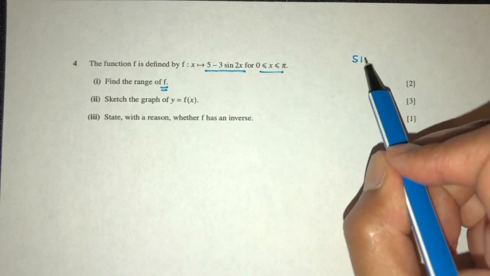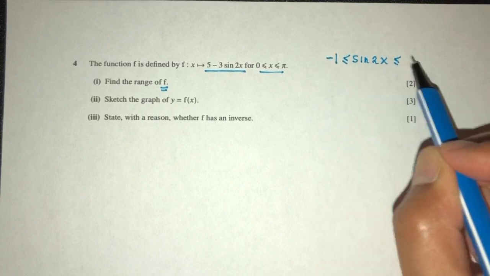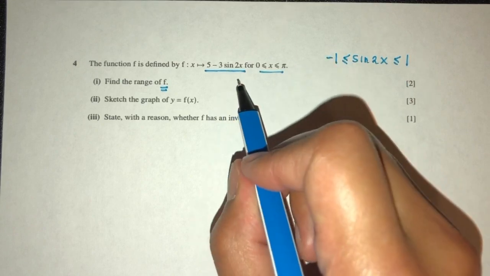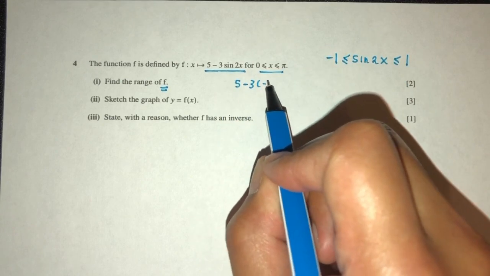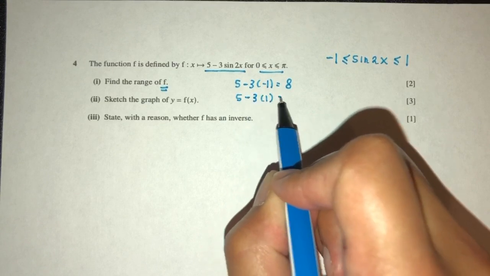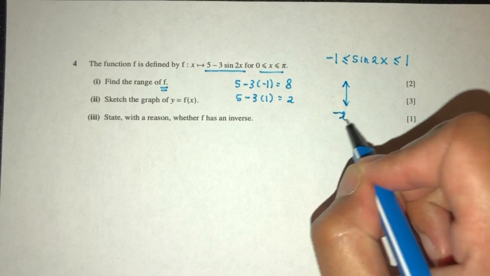Now we understand that sine 2x can only be between the values of -1 and 1, right? So when the value here is -1, let's see. That will be 5 minus 3 times -1, that should be 8. When the value is 1, that should be the value of 2. So the range is between the value of 2 and 8.